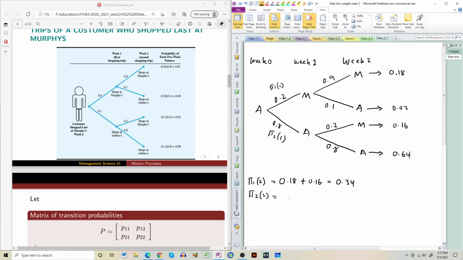People end up at Ashley's in the second week, that will be 0.02 and 0.64. That would be the answer after 2 weeks, the probability after 2 weeks where this fellow will end up. You can do this kind of tree diagram if I ask you to find in the second week, third week, something like that. Maybe until third week. Fourth week, the tree is getting bigger and bigger.